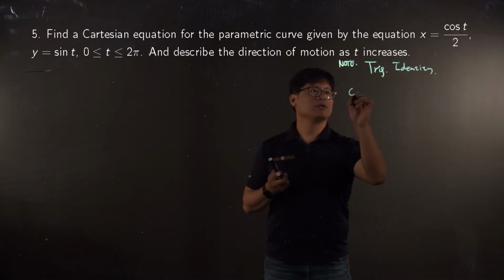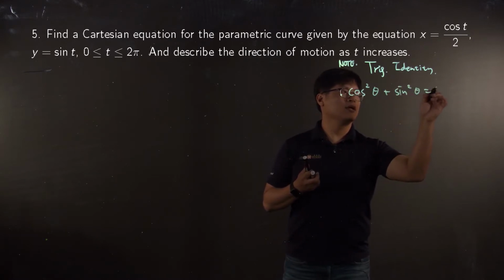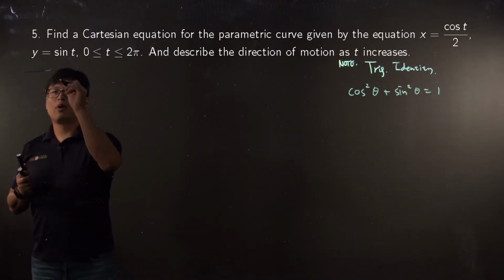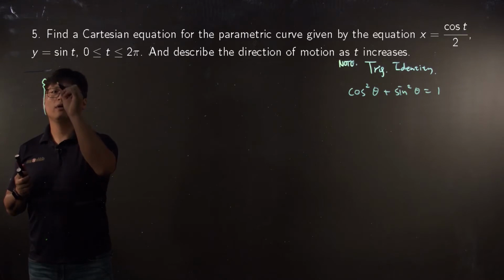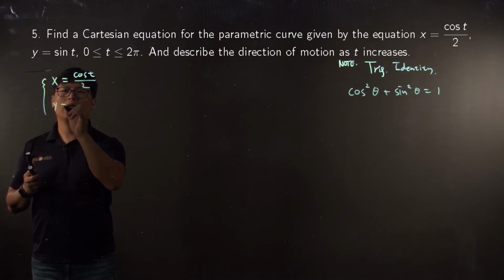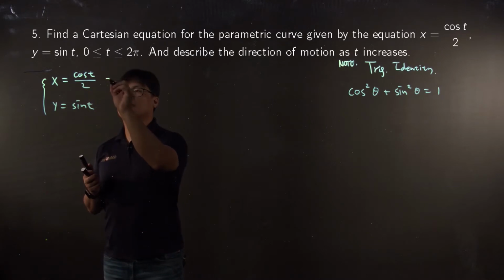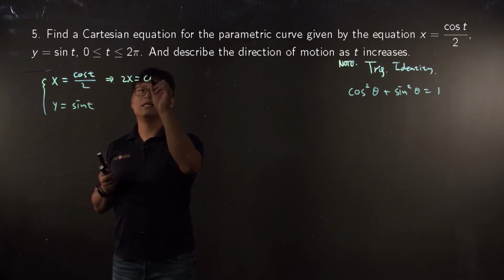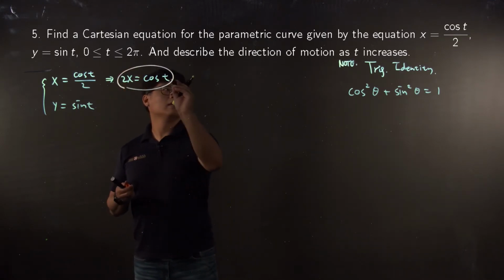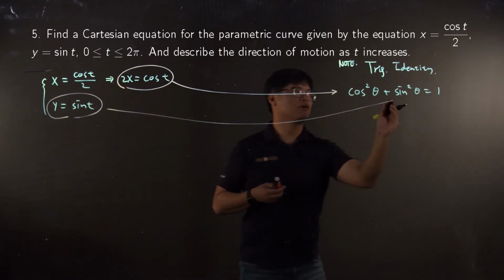We will use cosine squared theta plus sine squared theta equal to 1. Is that okay? That is the trig identity. So here we go. Let me write your parametric equations in system form. Your x is cosine t over 2 and y is sine t. So when you multiply 2 on the first one, your cosine t is now 2x, right? Then we're going to plug this into the trig identity, and also y into my trig identity.